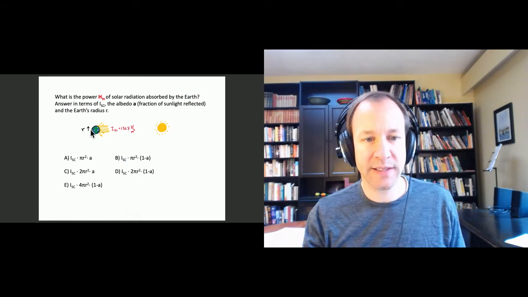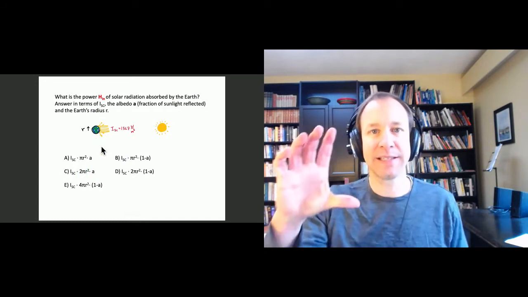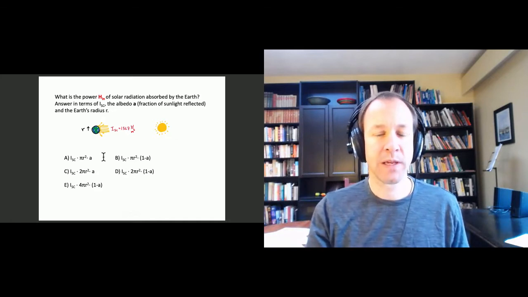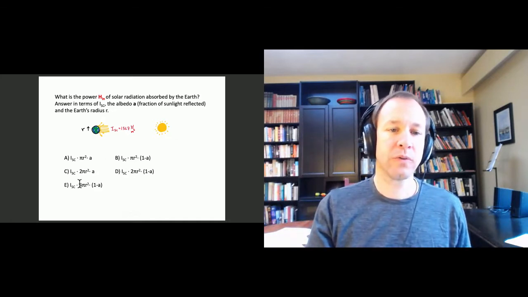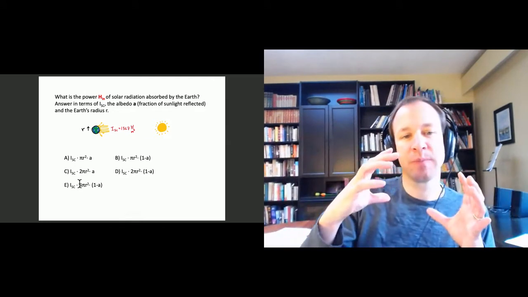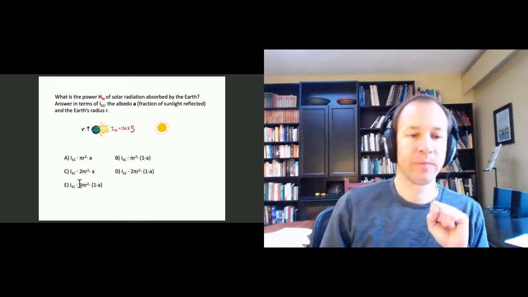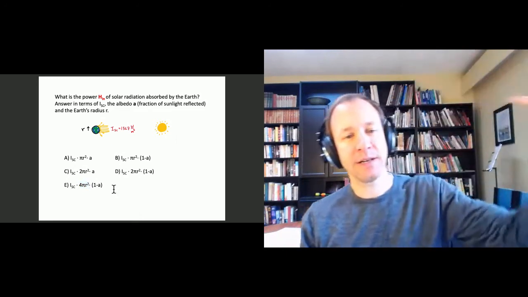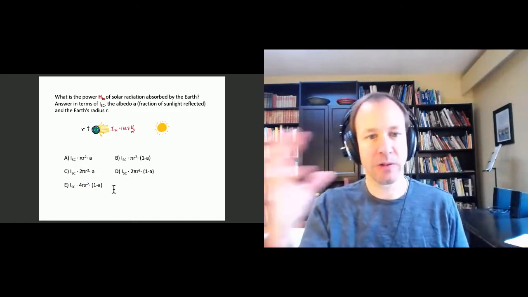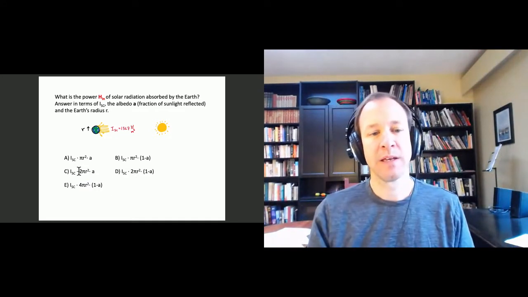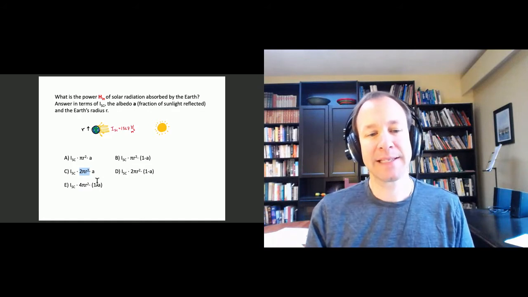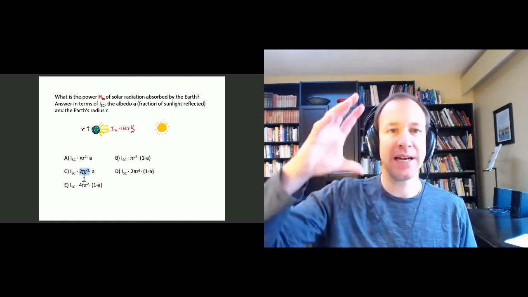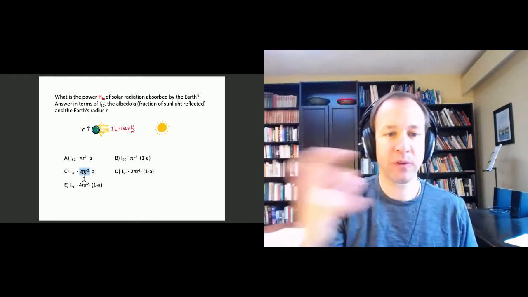4 pi r squared is the total surface area of the Earth. 2 pi r squared is half of the surface. And pi r squared is the area of a disk that has the radius of the Earth. So clearly the sunlight is only being absorbed by one side of the Earth, so we might rule out the first one immediately because the dark side of the Earth is not relevant for absorbing sunlight. And we might think that half the surface is the relevant area, because that would be the part of the Earth that is absorbing sunlight.